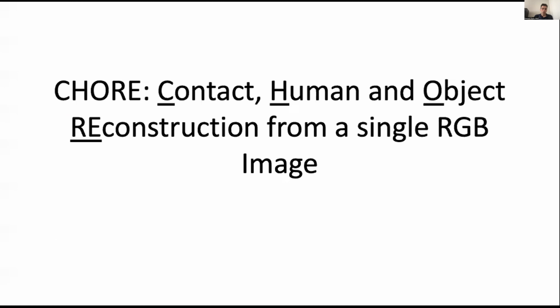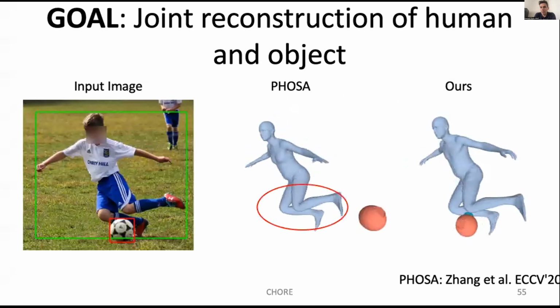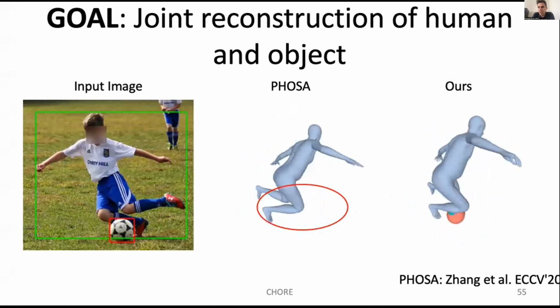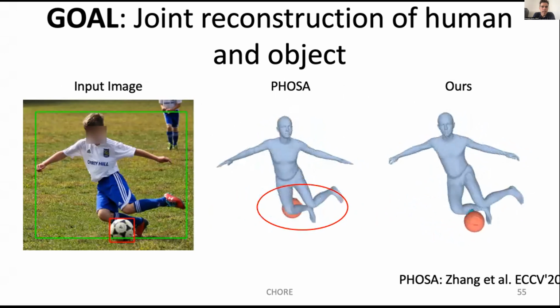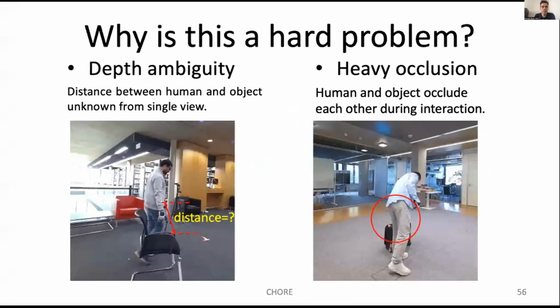Okay, lastly, I want to show a more fair comparison to the state of the art on single image reconstruction. And I want to present the method called CHORE, which is contact, human, and object reconstruction from single RGB images. Essentially, this is a single image reconstruction method that has been trained using the BEHAVE dataset and that jointly reconstructs the human and the object from a single image and improves the state of the art significantly.